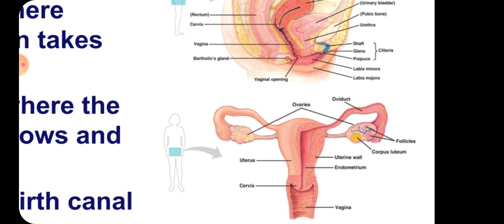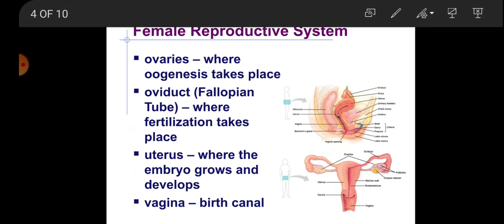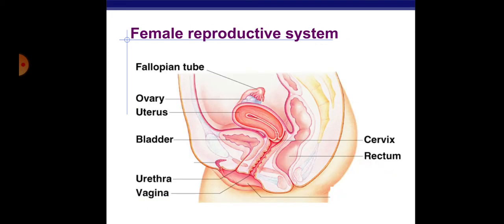And here you can see the previous diagram which has already been discussed. Now, it contains ovaries where oogenesis takes place, which has been discussed in the previous slide. Then it contains the oviduct, which is actually the fallopian tube, where fertilization takes place. The uterus, where the embryo grows and develops into a baby. And the vagina, which is the birth canal.